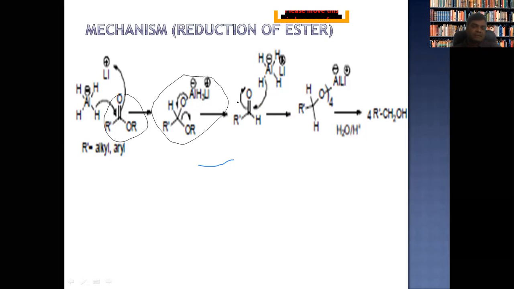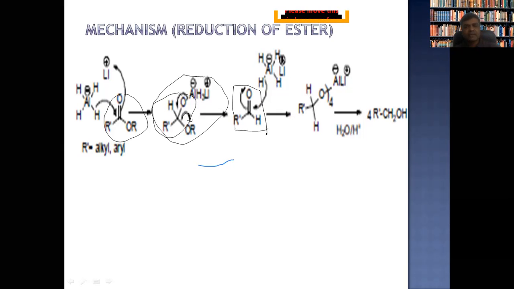In the previous case of aldehyde and ketone, there is a transfer of hydride ion. Here, what happens? This negative charge on oxygen, that is just 2 electrons, is returned back, and there is a removal of the alkoxide ion. RO negative, the alkoxide ion, is a good leaving group, and what we get is R-C double bond O, H, that is aldehyde. The first step, remember, is that ester is first converted to aldehyde.